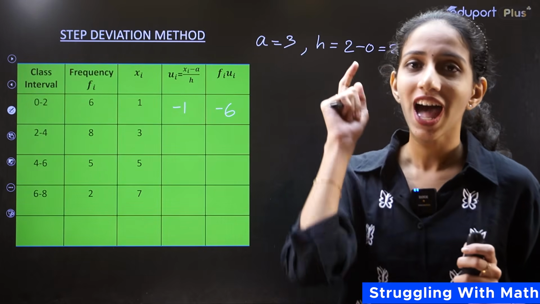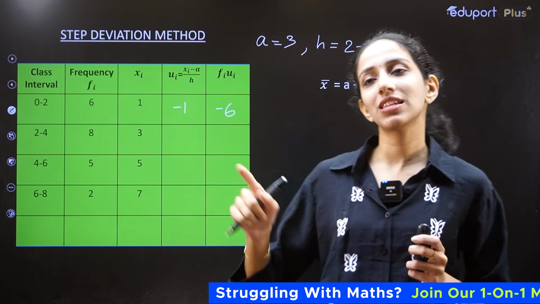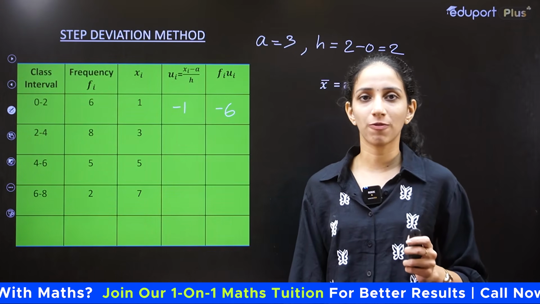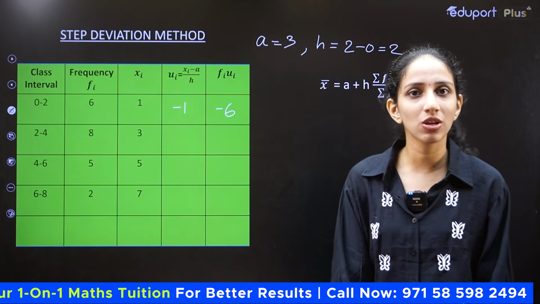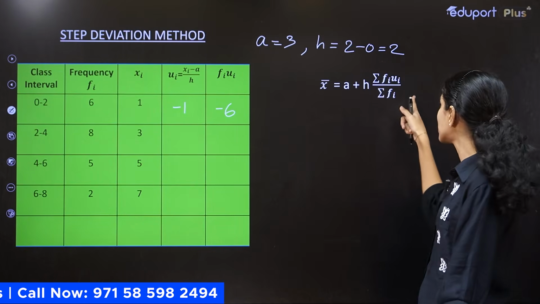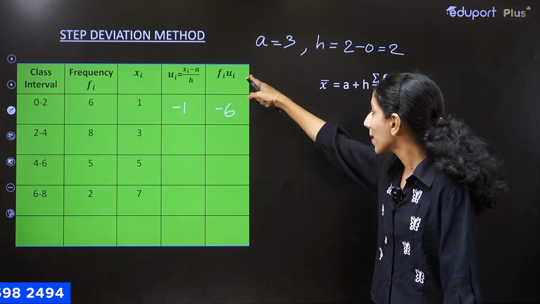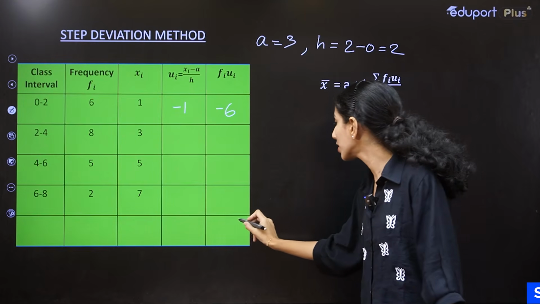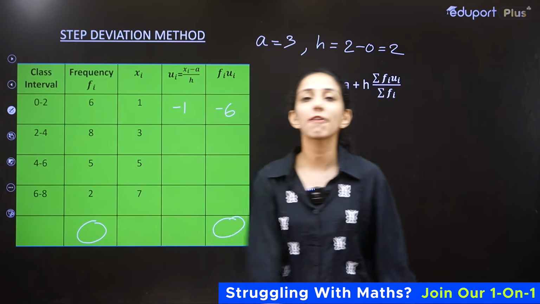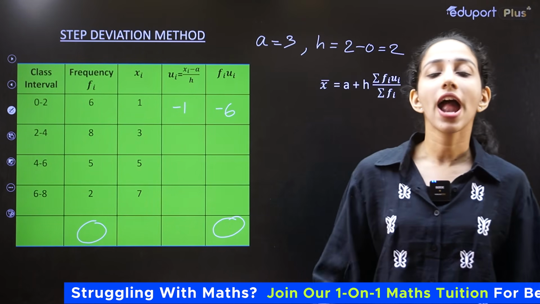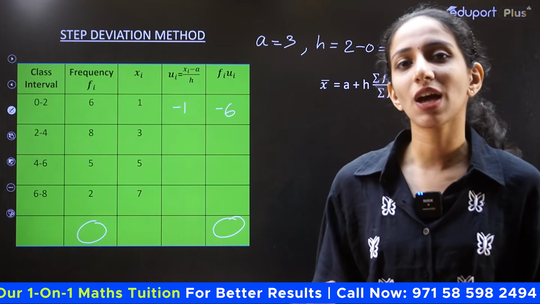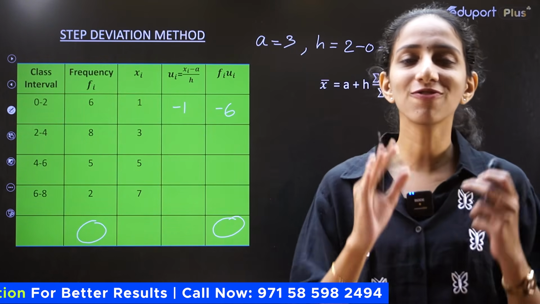So what is our formula? Write down the formula first. X bar is equal to a plus h into sigma fi ui by sigma fi. And we have all the values in this equation, right? Yes, because a is here. Then h is here, then sigma fi ui, we can find that by completing this table and finding the total of all these fi ui, and we have the frequencies, so we can find sigma fi by finding the sum of all the frequencies. Okay, so just substitute all the values in the equation, then find the answer.